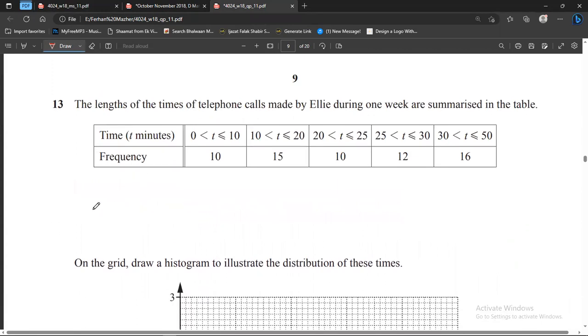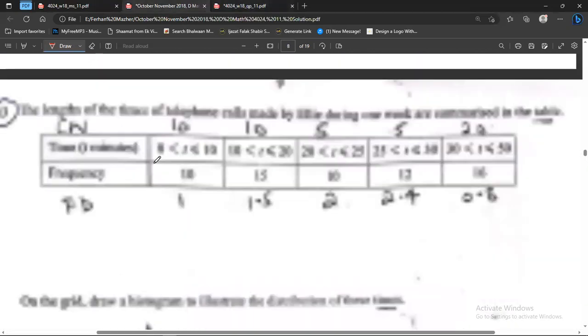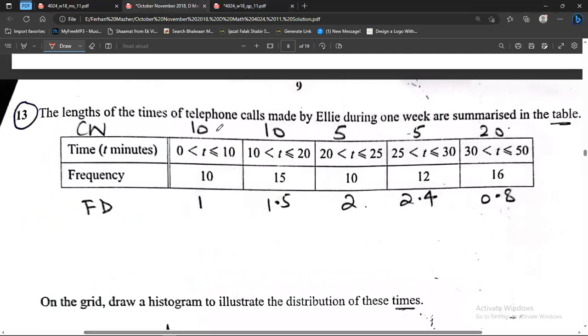So first of all, we have to find out the frequency density. You know, the formula is very simple. The formula is frequency of the class divided by the class width. So first of all, I have to find out the class width of each class, and then we can do that. The class width of this is 10, of this is 10, of this class is 5, of this class is 5, of this class is 20.